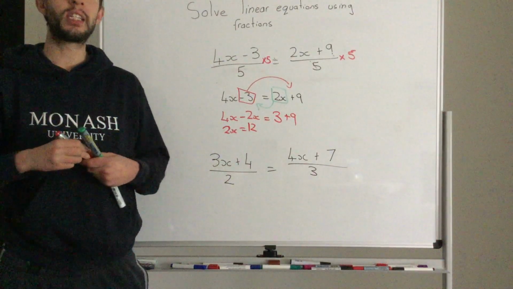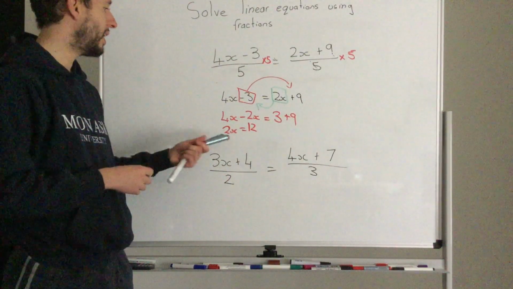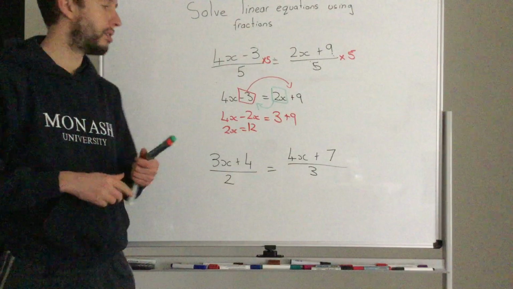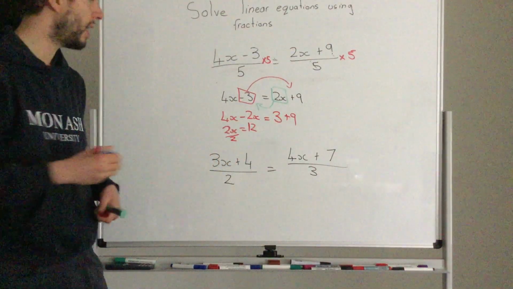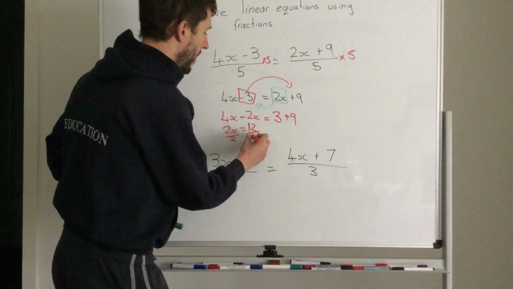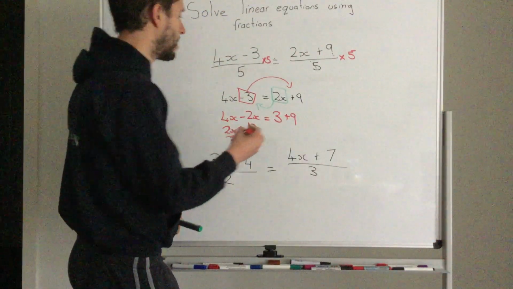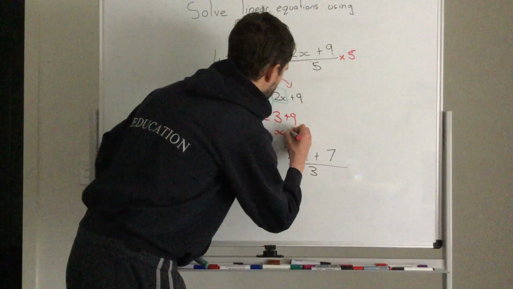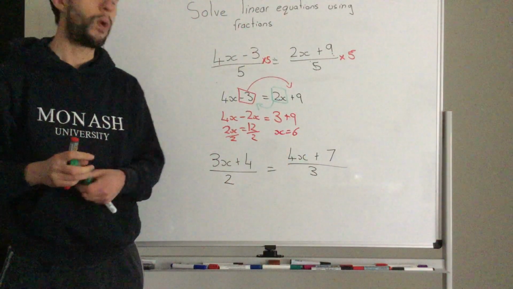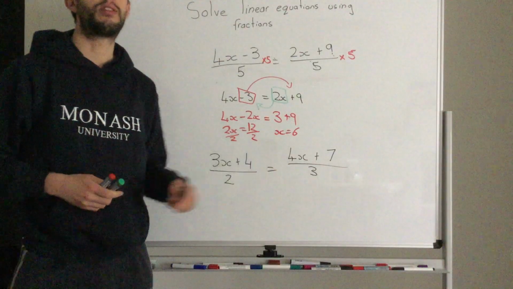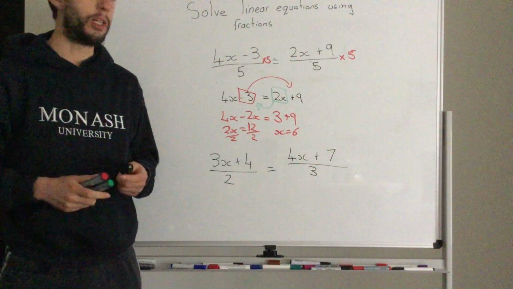And then I want x by itself. So I need to divide both sides by 2. 2x divided by 2 is just x, and 12 divided by 2 equals 6. So x equals 6. Now it's slightly different when we have the denominators different on both sides.